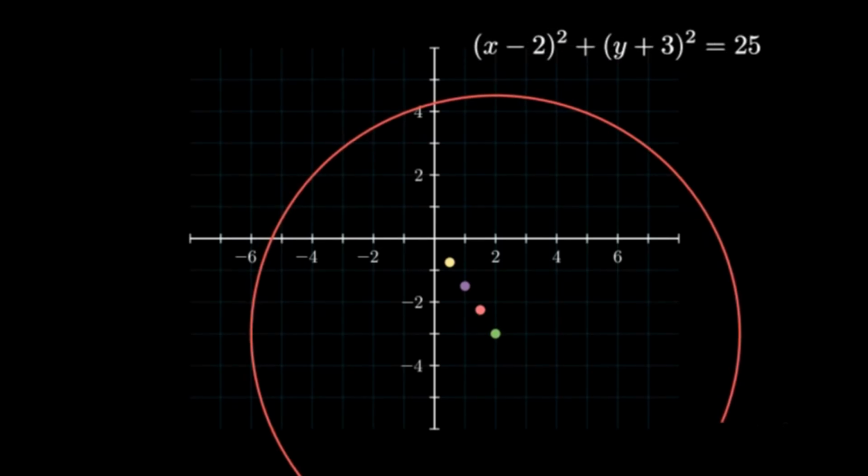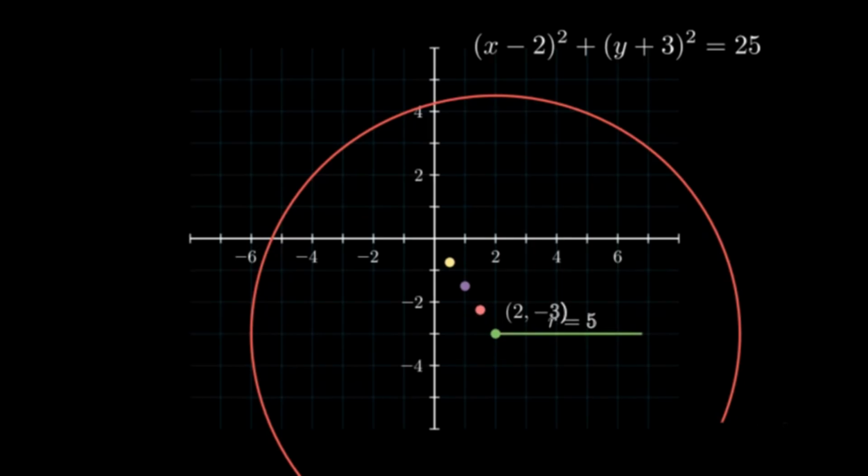Our equation has transformed to match (x − 2)² + (y + 3)² = 25. Let's examine our new circle. It's centered at the point (2, −3) and has a radius of 5.